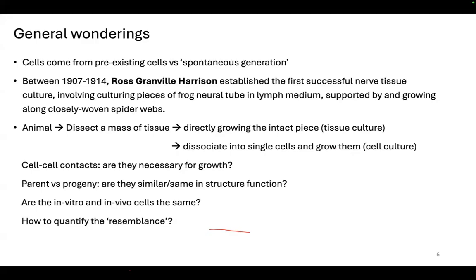What exactly is the constituent is also something you can't see. Okay. So this is the example used in the lecture: you have an animal, an organism, you dissect a mass of the tissue, and you can directly grow that intact piece. That's going to be called tissue culture. Or if you dissociate them into single cells and then grow them, that's going to be cell culture.